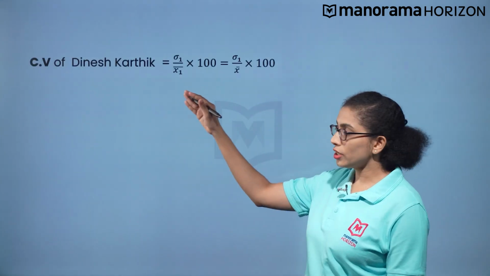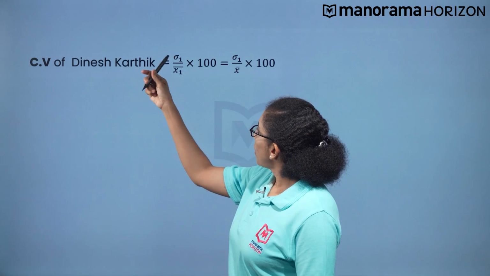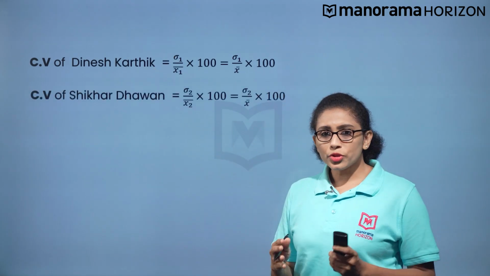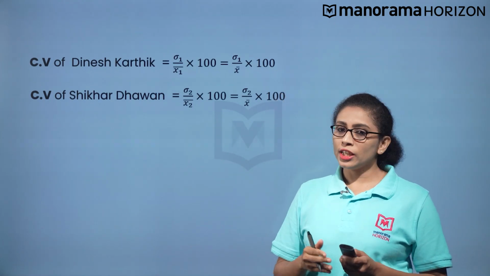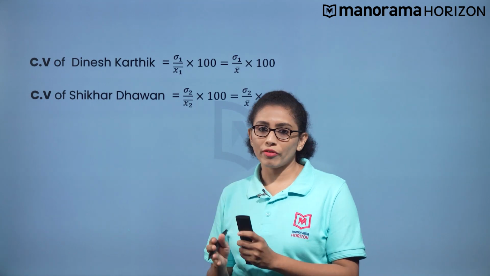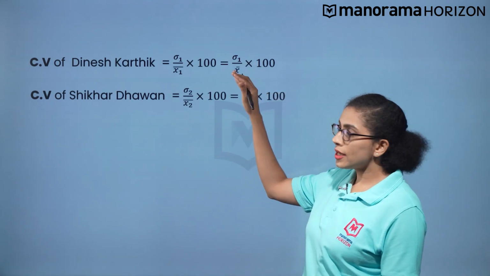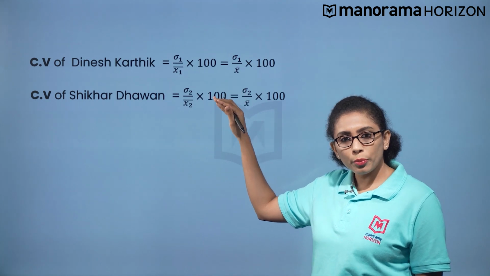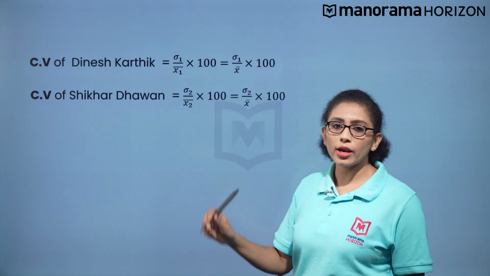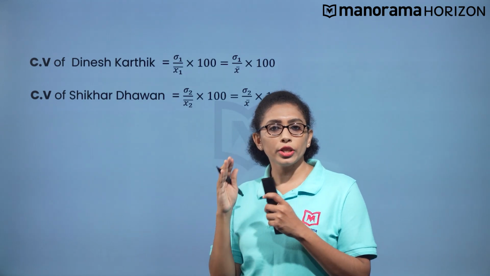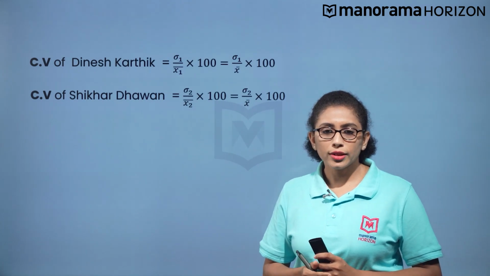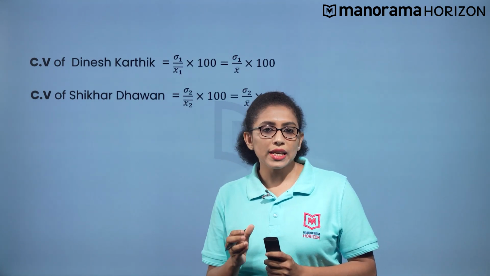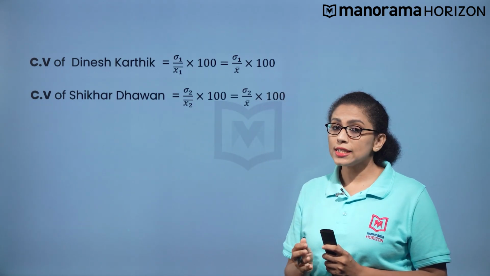Now, substituting the values in the equation, that is CV is equal to sigma 1 by x1 bar into 100. On solving, we get the CV of Dinesh Karthik as 15.79. That is how: 7.96 divided by 50.4 into 100. And similarly, Shikhar Dhawan's CV will be 37.65 into 100 by 49.6, which we get as 75.90. Thus, the one with lower CV is said to be less variable, hence more consistent.